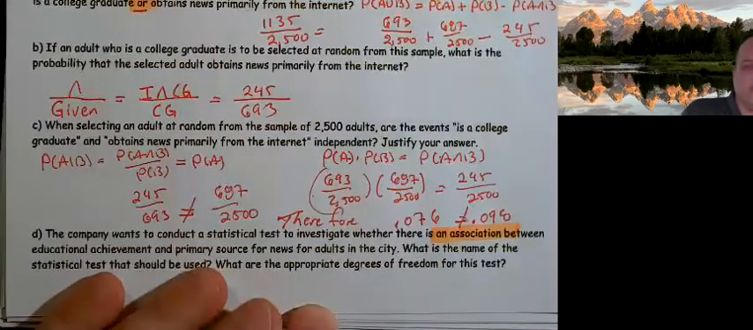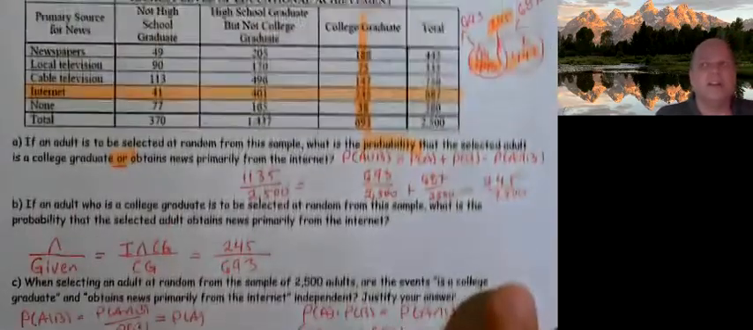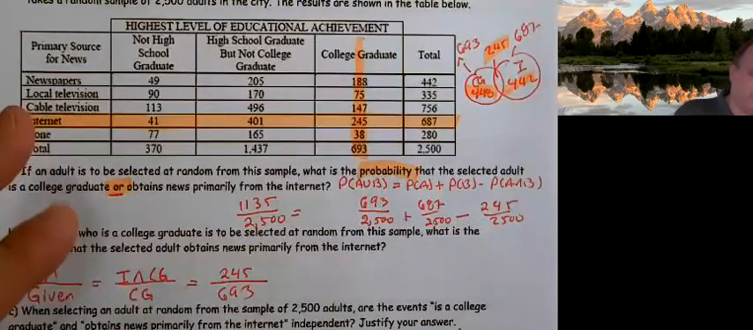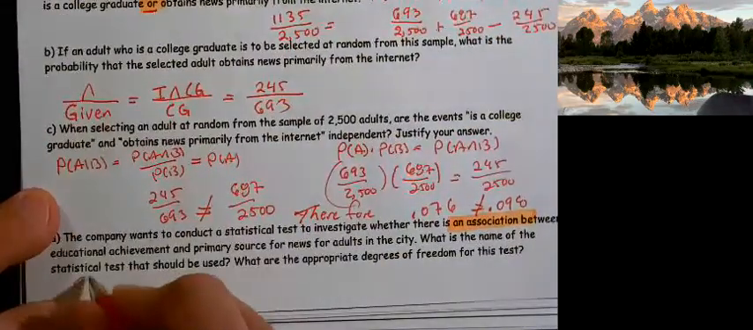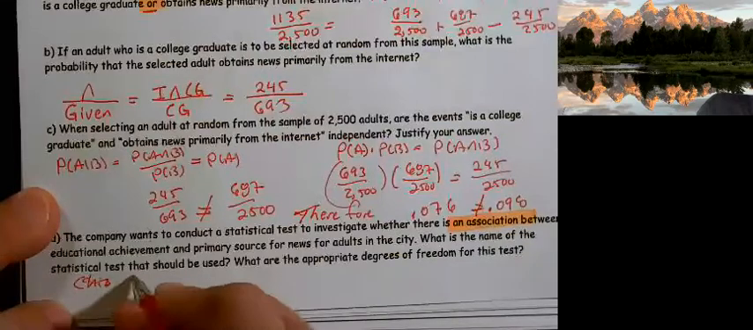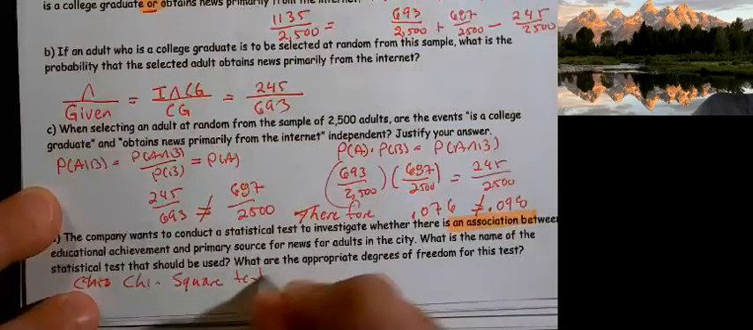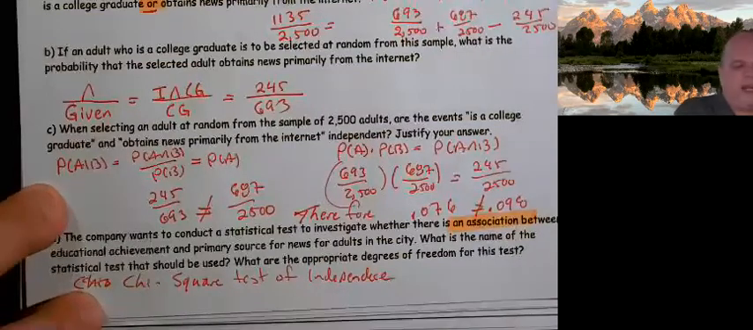But what type of test is it? So what type of test do we run to determine whether or not we have something that's independent? Well, typically speaking, if we have a table and we're looking for independence, we're going to run a chi-squared test of independence. All right, so this would be a chi-squared test of independence. And they actually gave us another hint.